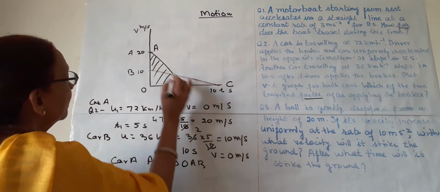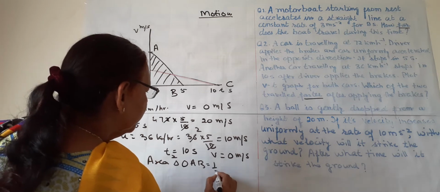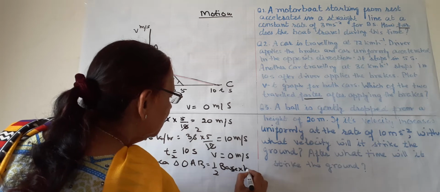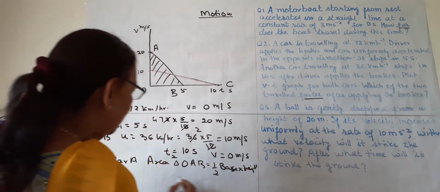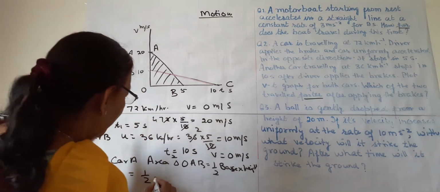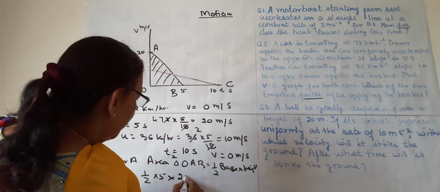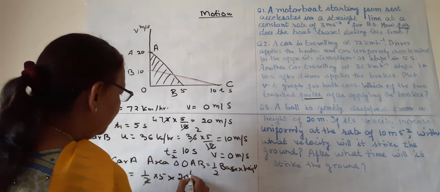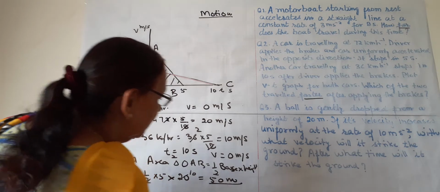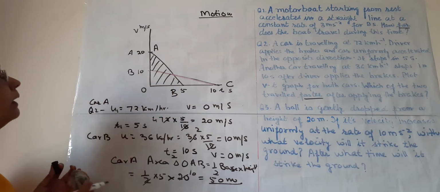This triangle OAB area will be half base into height. This is the area of a triangle. So it is equal to half. What is base? Base is 5. And height, what is height? Height is 20. So what do we get? We get 50 meters. So this is the area. This is the distance traveled by car A.